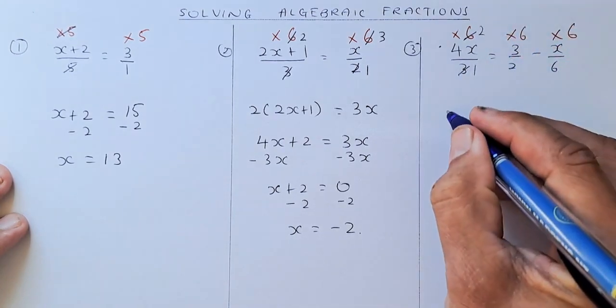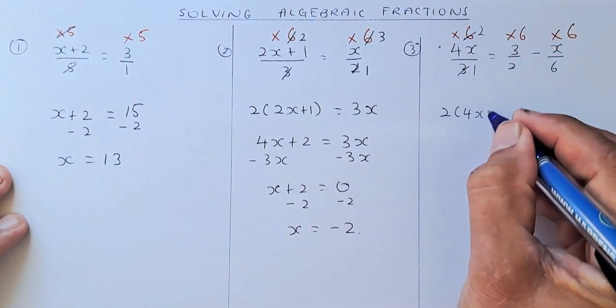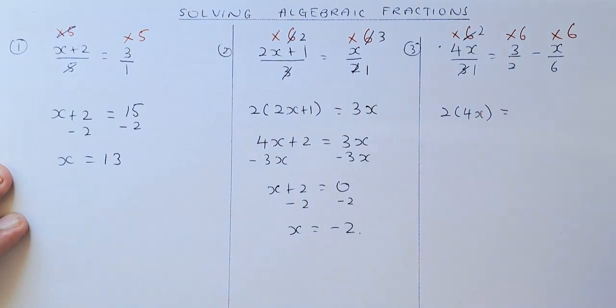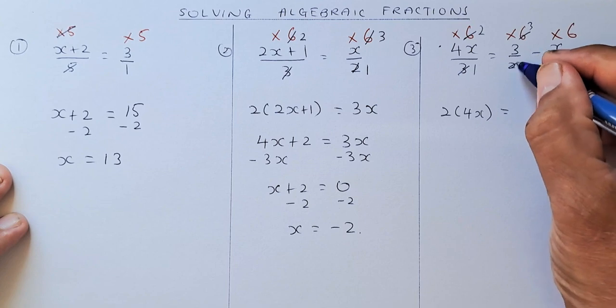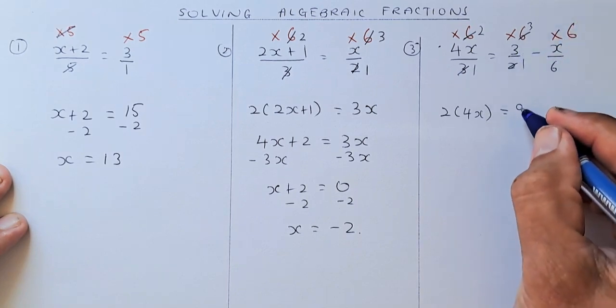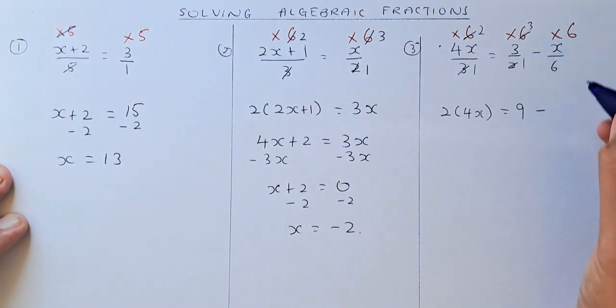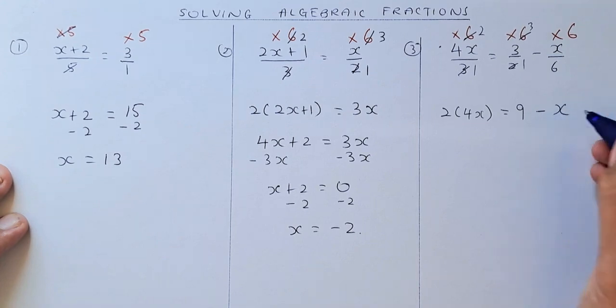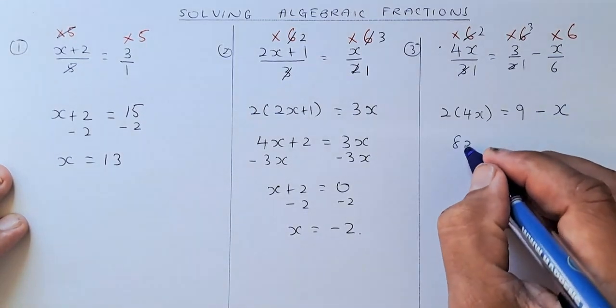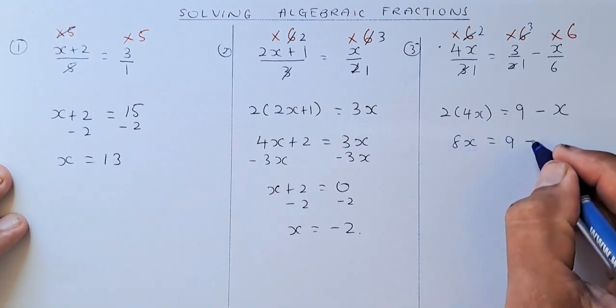So it's going to be 2(4x). And then on the other side, 6 divided by 2 is going to be 3 over 1. So 3 times 3 is going to be 9. And then 6 over 6 just cancels out, so minus x. So now you're going to simplify the equation. So 8x = 9 - x.